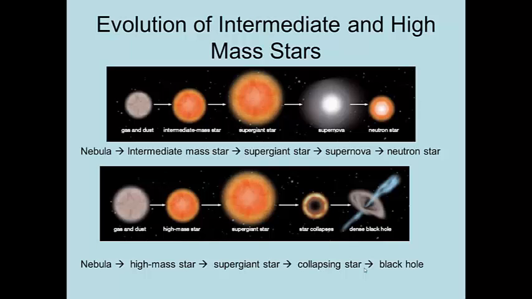For high-mass stars, nebulas form a high-mass star. Then as the fusion materials start to run out, they form a supergiant. Eventually those supergiants collapse into a black hole.